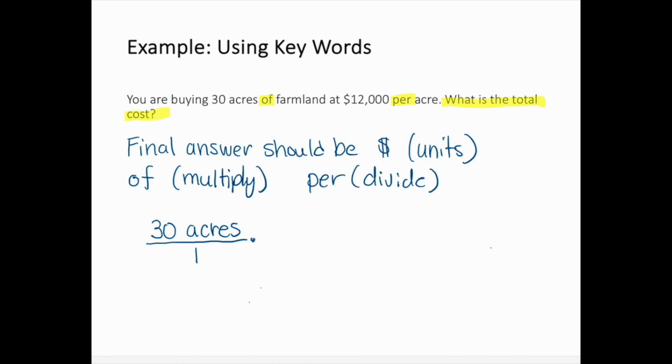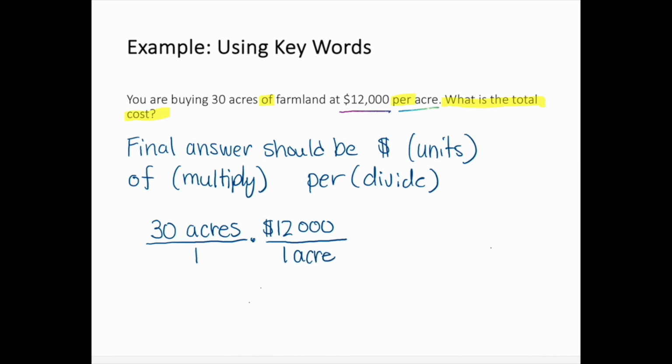Now, we have that there's $12,000 per acre. So I'm going to put here $12,000. Per means to divide, and the fraction bar is another way to divide as well, if you didn't already know that. Fraction bar represents division. So we have $12,000 per, so we divide 1 acre.